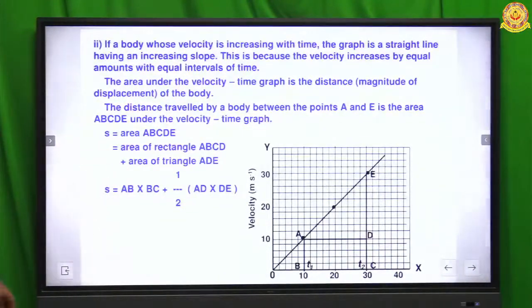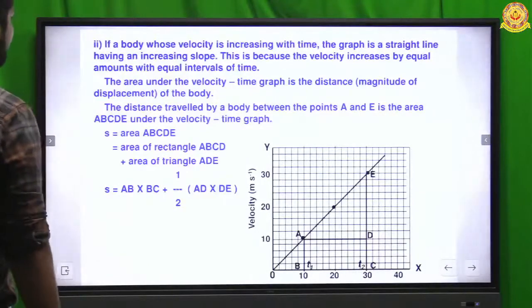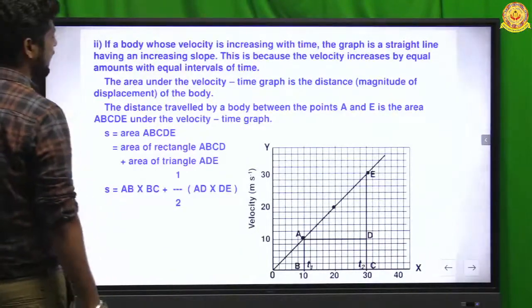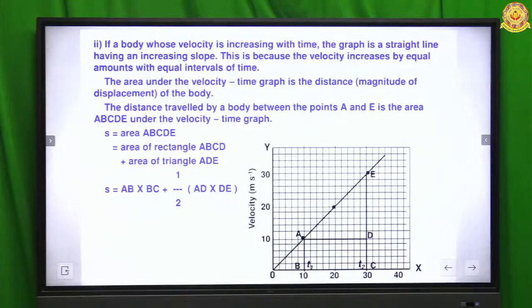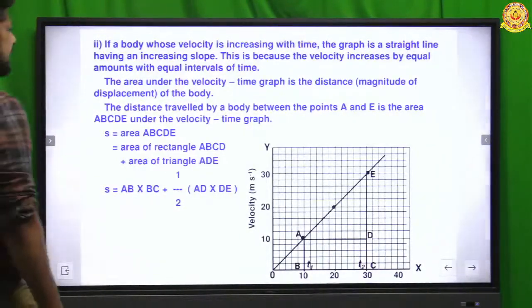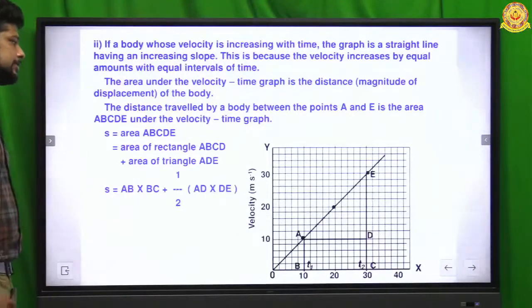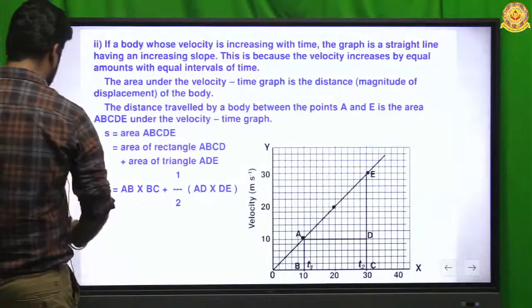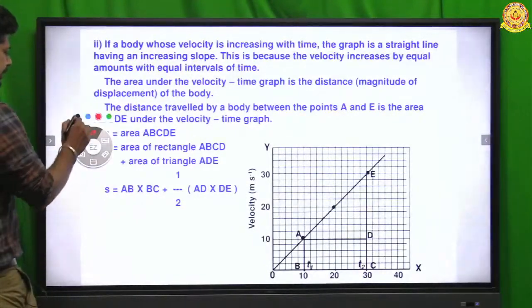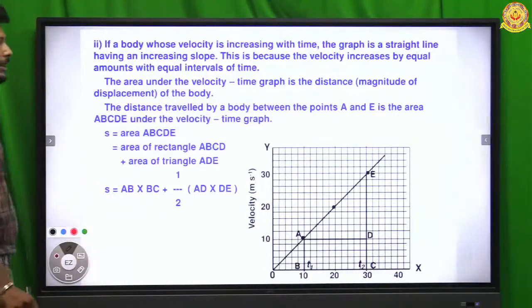Now for an object whose velocity is increasing per unit time. If a body's velocity is increasing with time, the graph is a straight line having an increasing slope. This is because the velocity increases by equal amounts in equal intervals of time. The area under the velocity time graph is the distance, the magnitude of displacement of the body. The distance traveled by a body between point A and E is the area ABCDE under the velocity time graph. So we have discussed that the area under the VT graph always gives us distance and displacement.